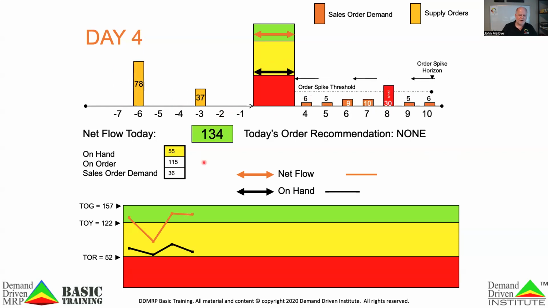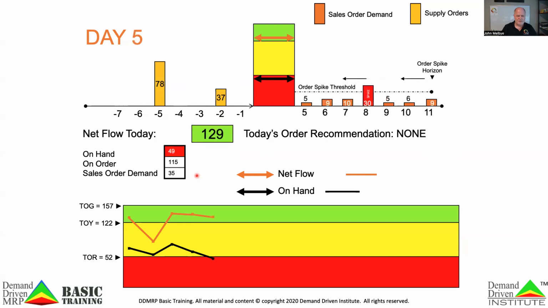On day 4, our net flow is still in the green, so we're not going to place an order. We still have our same order quantity out here. And we have a sales order demand of 6 plus the spike, so sales order demand of 36. But we're not going to order again.